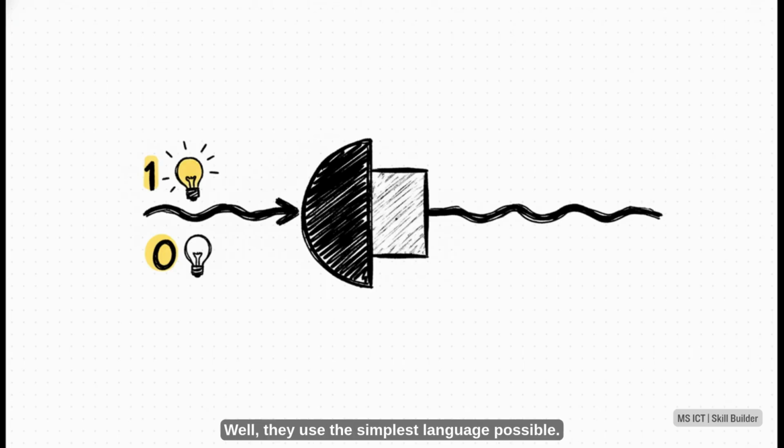So how do all these billions of gates talk to each other? Well, they use the simplest language possible, electricity. A signal is either on, which we represent with the number 1, or it's off, which we call 0. And that's it. That's binary. Electricity flows into the gate as an input, the gate applies its rule, and then it sends a brand new signal out as the output.